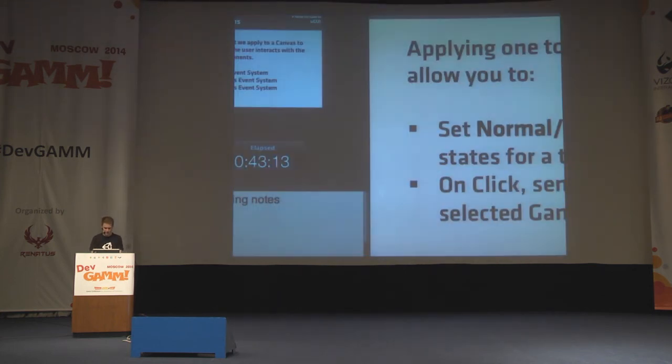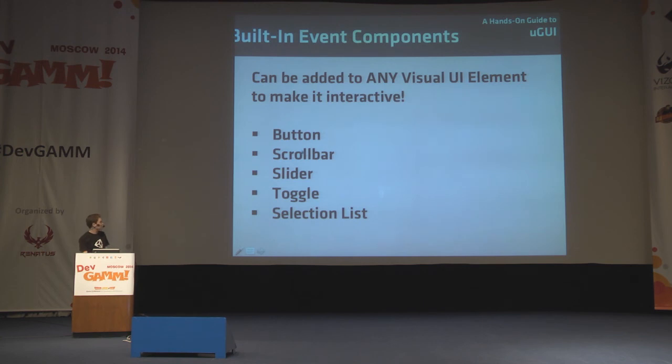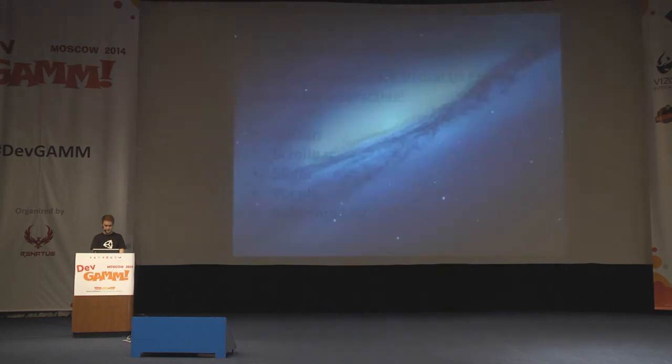So if I go into here, you'll notice we have button and scroll bar and things like that. Those are built-in sort of like components. If you use an event trigger, you can actually call in your pointer data and detect when your mouse is over a particular area or has exited a particular area.